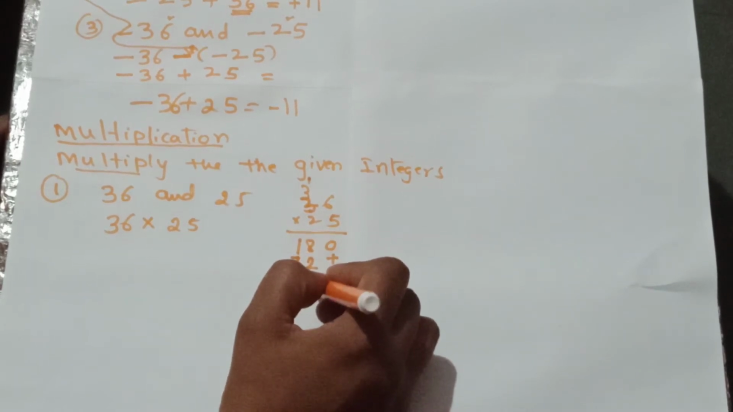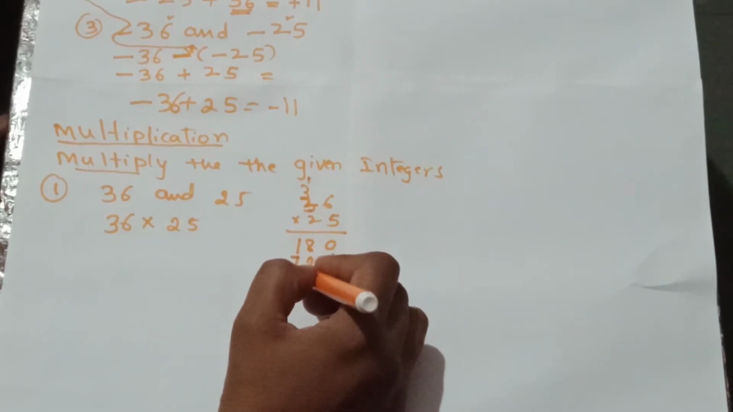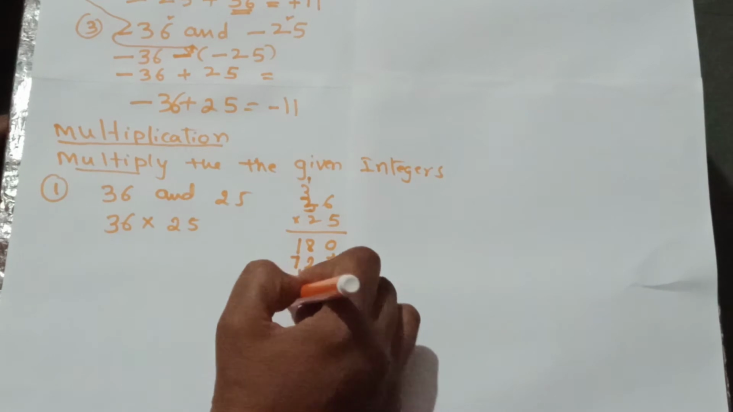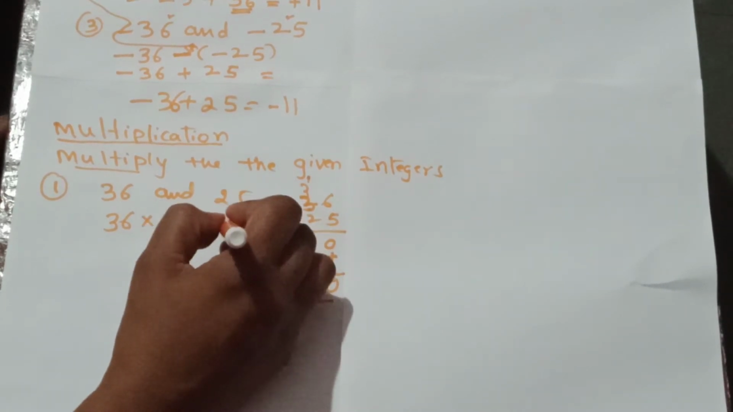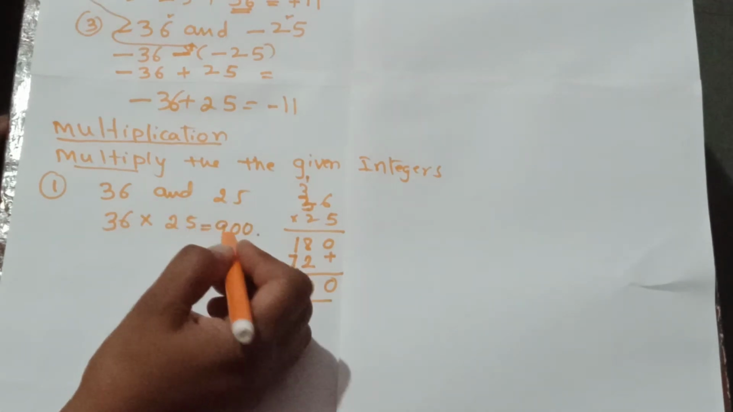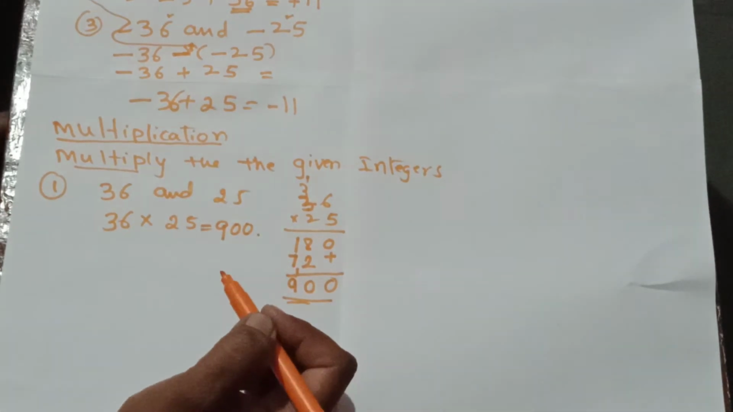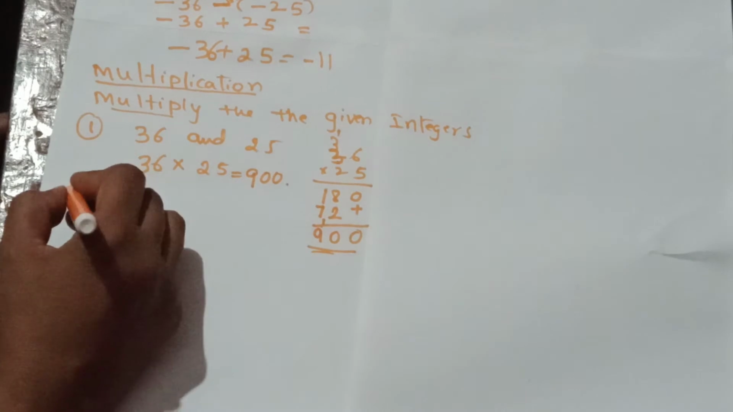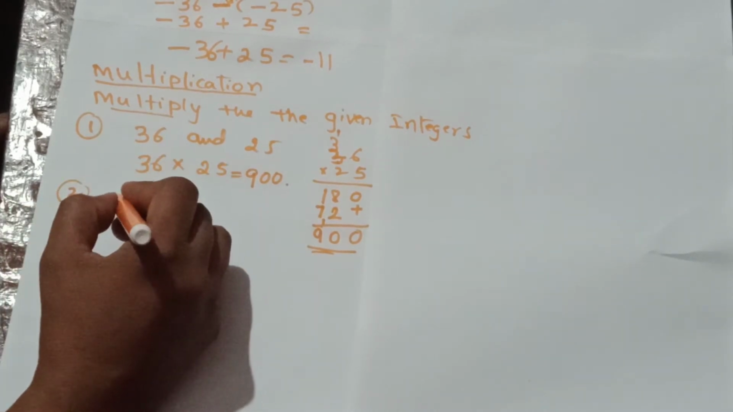0, 8 plus 2 is 10, carry 1, 7 plus 1 is 8, plus 1 it is 9. It's 900. There is no question of what signs, because both are positive. We'll get very simple, it is positive, that is 900 plus 900. Now the question comes here, both the numbers are negative, so multiply.